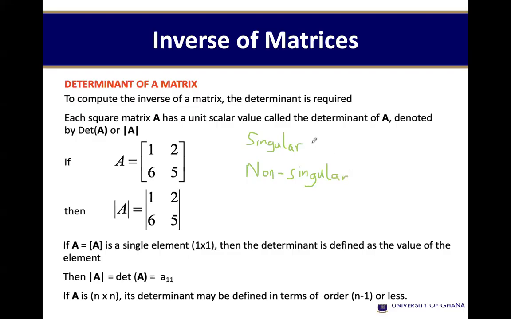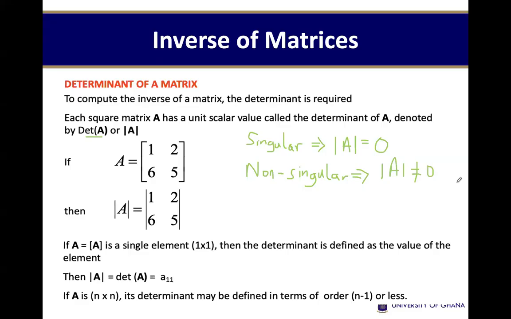With this, we can say the determinant of that matrix A, if you want to use determinant, you can use this notation to represent a determinant, or you can also use this. For singular, the determinant should be 0. For non-singular, the determinant is not 0. It's any other value apart from 0. It can be a negative value, it can be a positive value, but it can never be 0.